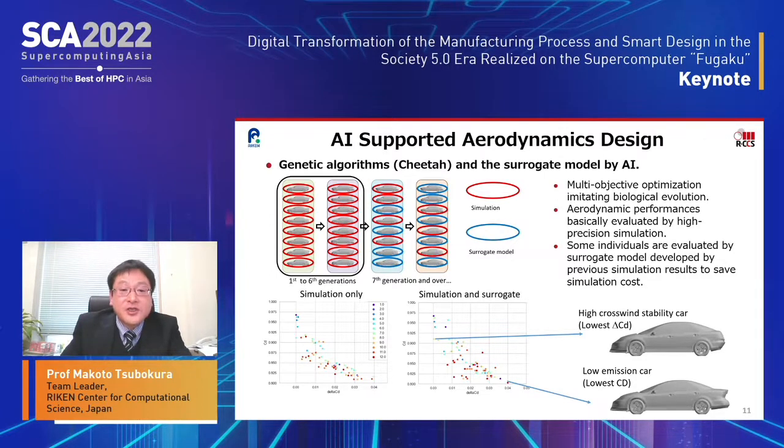2 typical vehicle shapes obtained by these optimizations are indicated here on your right. Above is the highest crosswind stability car, and below is the lowest emission car, having different shapes, especially at the rear end.